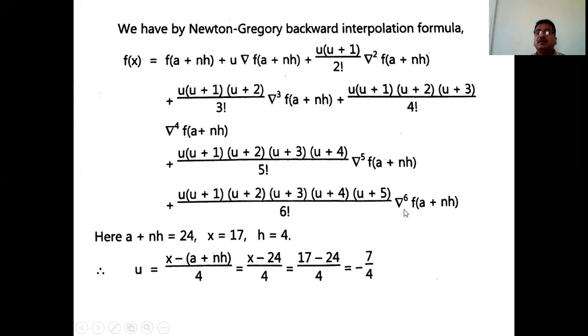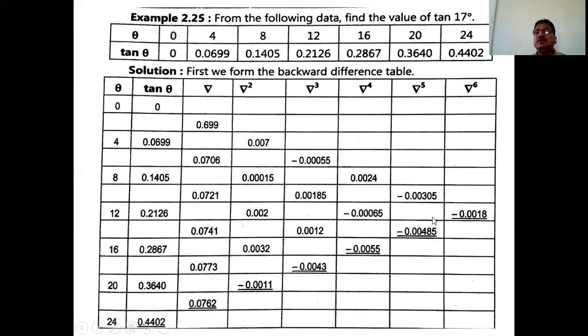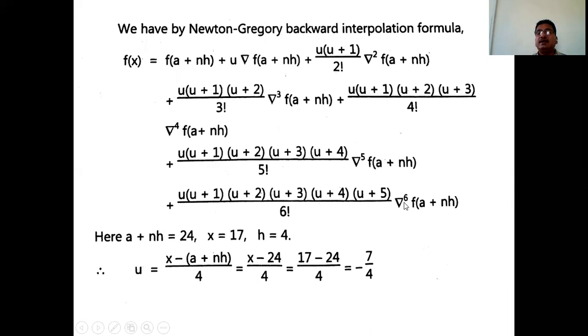So write the formula up to the del raised to 6 term. Why? Because we have the value at del raised to 6. So the last column is del raised to 6. So write the terms up to del raised to 6. So what is the coefficient? u plus 1, u plus 2, u plus 3, u plus 4, u plus 5 divided by 6 factorial.